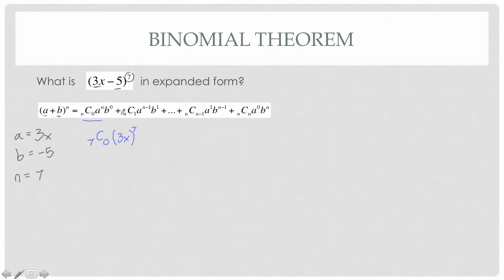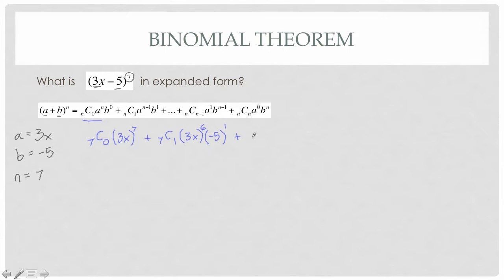Okay, let's do the next term. Plus, now I have 7 C 1. So now I just have 7 things, but instead of choosing 0, I'm going to choose 1. I still have a, so now I've got 3x, but instead of to the 7th power, it's 1 less than that. It's only to the 6th power. And now I have 1 power of b, so I have to take negative 5 to the 1st power. You're going to see it's very systematic.